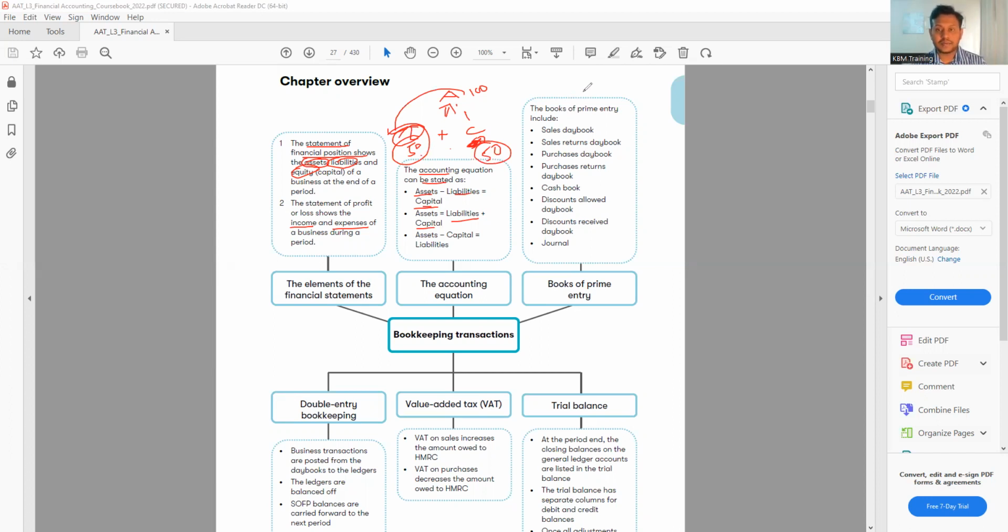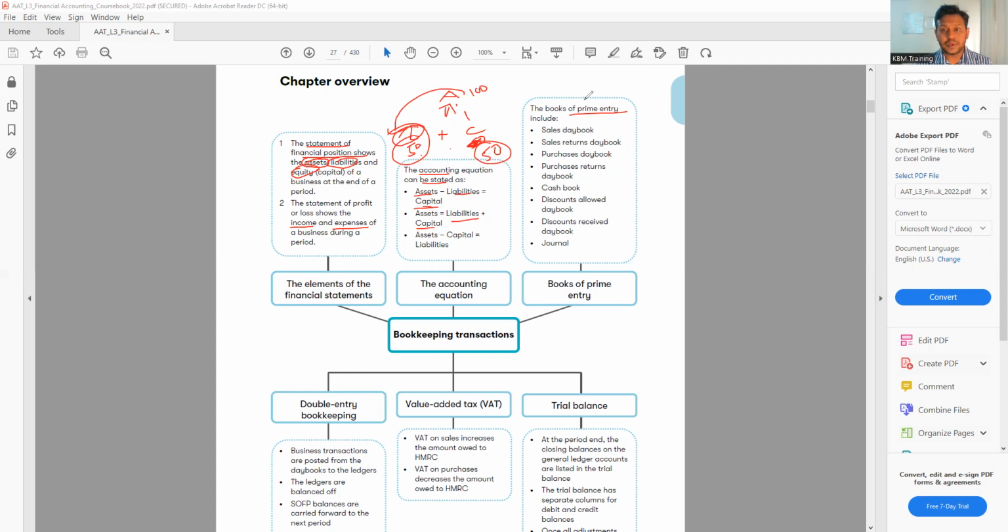Okay, then we have some day books, the books of prime entry. Book of prime entry means where initially we record any transaction. For example, the credit sale, credit purchase, any sort of receiving cash, like money in, money out. Then if I give a discount or if I receive a discount. So any sort of transaction that is happening in the business on a day-to-day basis. Initially, where we record these transactions, we call it a day book.